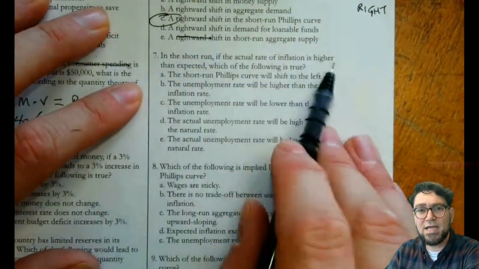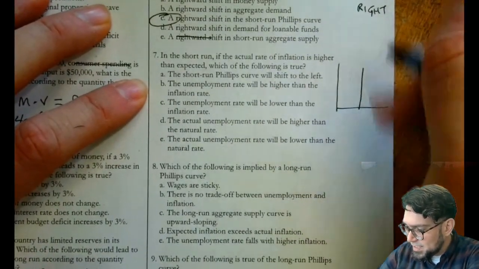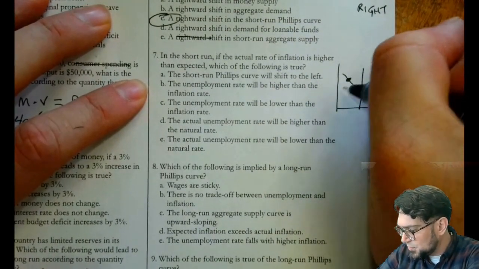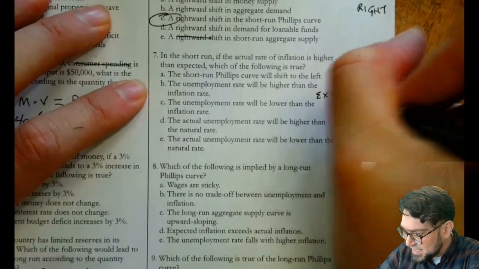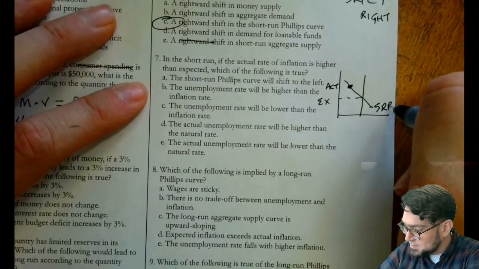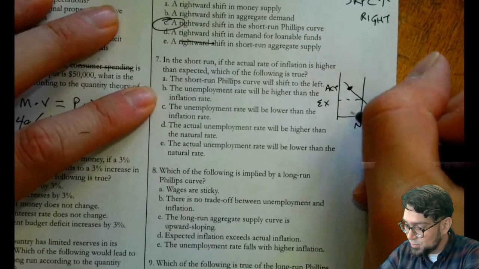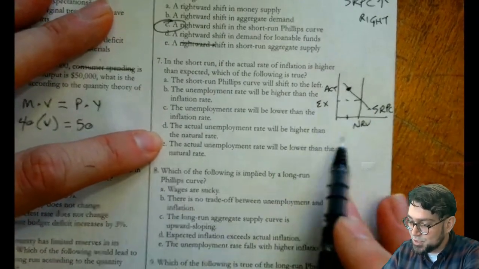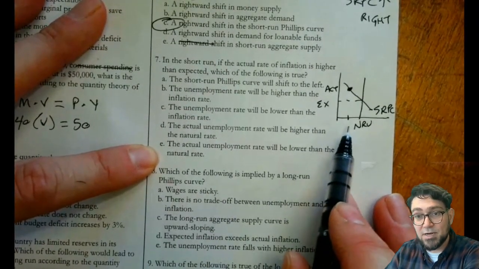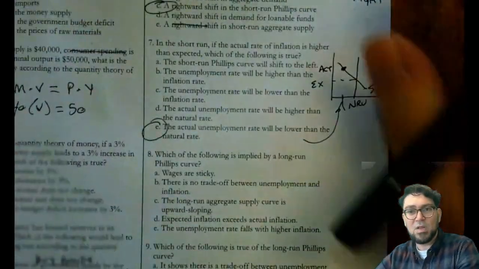Number 7, in the short run, if the actual rate of inflation is higher than expected, what's true? Well, if we are higher than expected, we know that we're right here, because this is the expected and this is the actual in our little model of the SRPC. And so we know that the actual unemployment rate is lower than the natural rate, right? We know that we must be here for E.